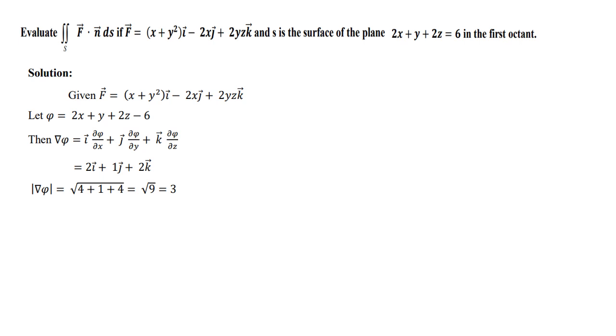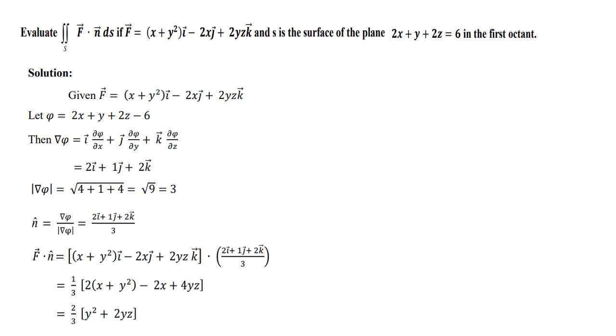Let phi be equal to 2x plus y plus 2z minus 6. We know the formula for del phi is i vector dou phi by dou x plus j vector dou phi by dou y plus k vector dou phi by dou z. Now we differentiate phi with respect to x, then y and then z, and we get 2i vector plus 1j vector plus 2k vector. Then the magnitude of del phi is the root of 4 plus 1 plus 4, which is root of 9, which is equal to 3.